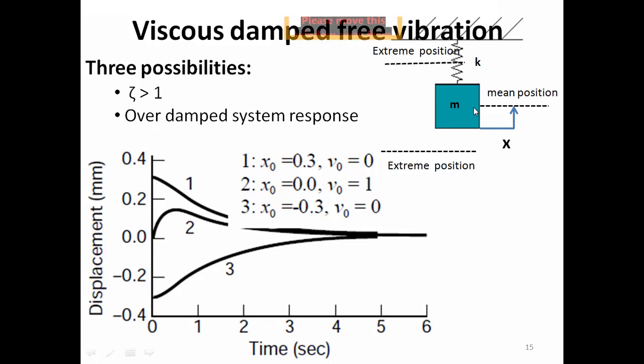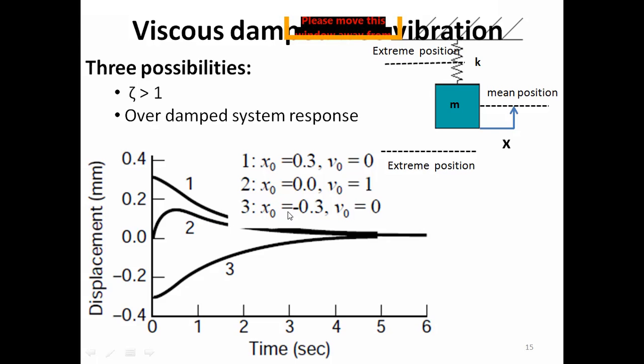equilibrium position. So this mass would reach the extreme position, and from there it would return back to the mean position or equilibrium position. So for this initial condition, the mass is at the equilibrium position, and it is moving with a velocity plus 1, so it would reach the extreme position, and from there it would return back to the equilibrium position.